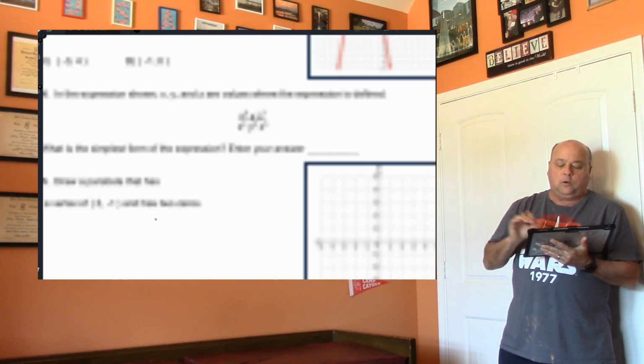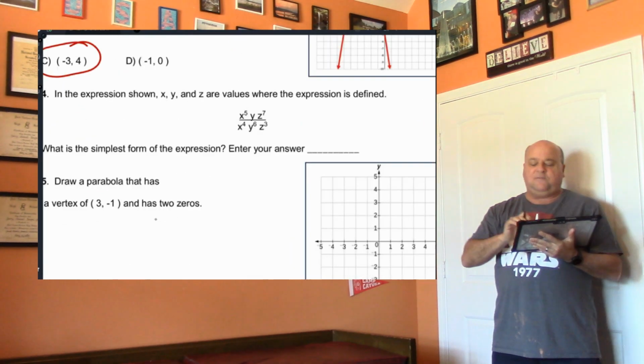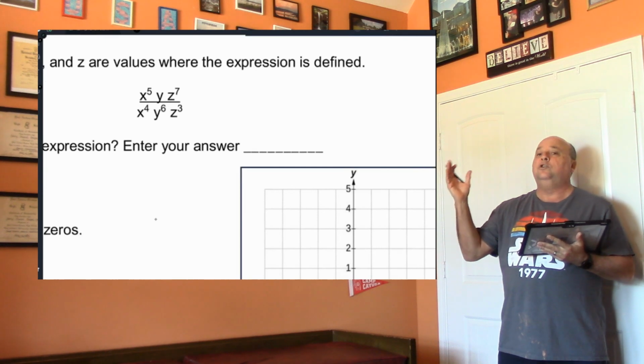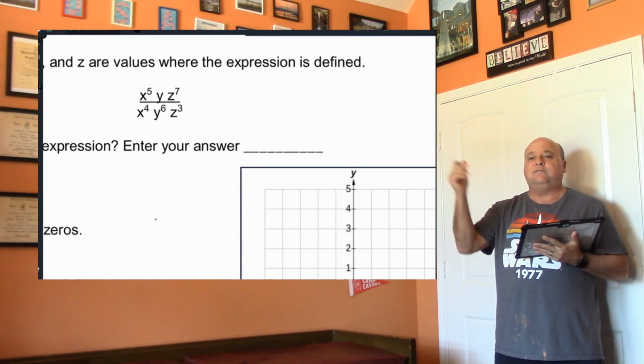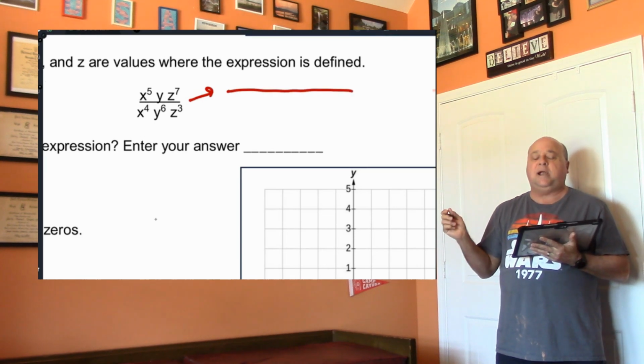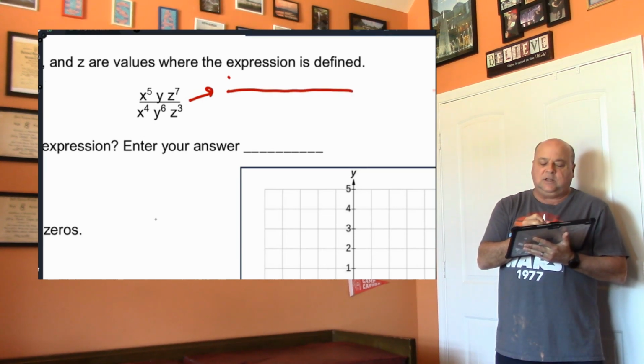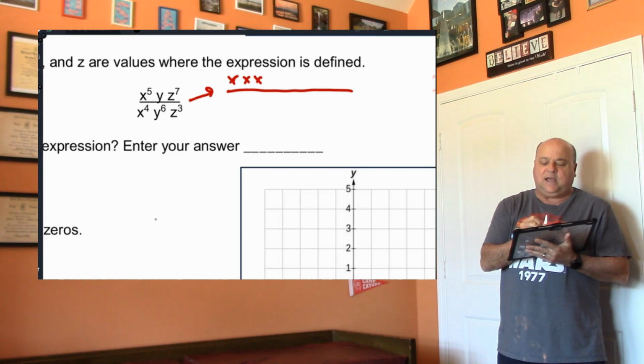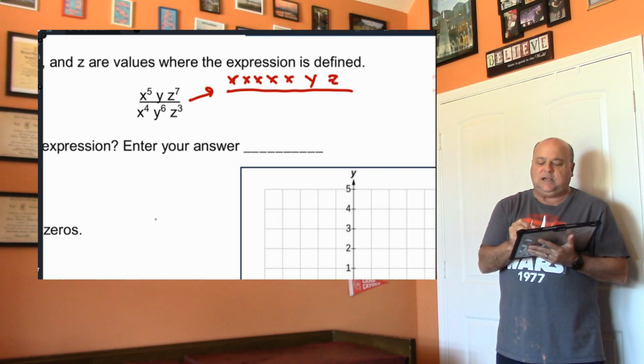Going on to number 4. Okay, we have to simplify this exponential, okay? You cannot do this on a calculator. You have to type it in. So this is how you're going to do it. You're going to write it in expanded form. So you have x to the 5th, write out 5 x's. 1, 2, 3, 4, 5. I need 1 y and I need 7 z's. 3, 4, 5, 6, 7.